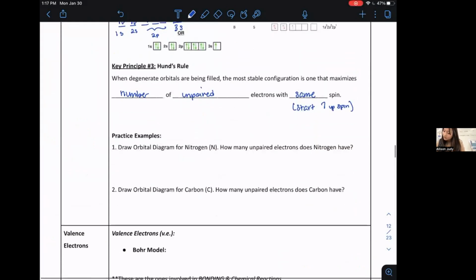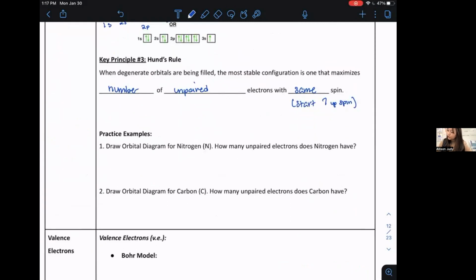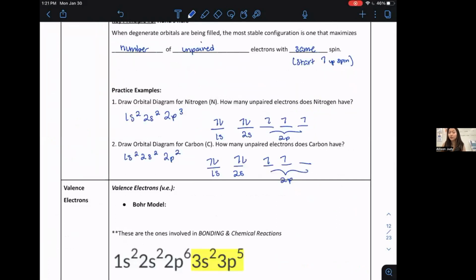So try drawing an orbital diagram horizontally for nitrogen. Start with figuring out the electron configuration, then draw its orbital diagram. Same thing with carbon. Here are the answers. For those of you listening on the recording, these are the answers. Notice Hund's rule. You stay single as long as you can until you have to pair up.